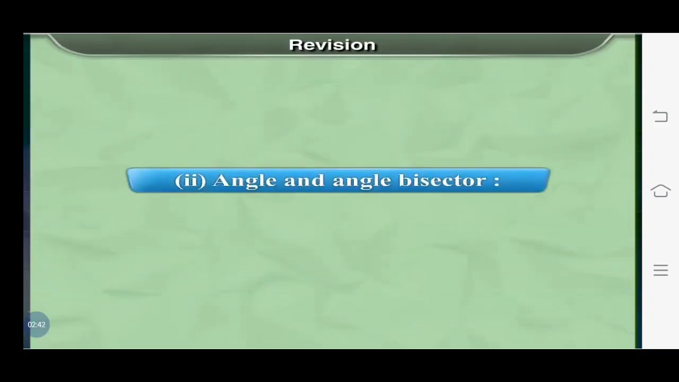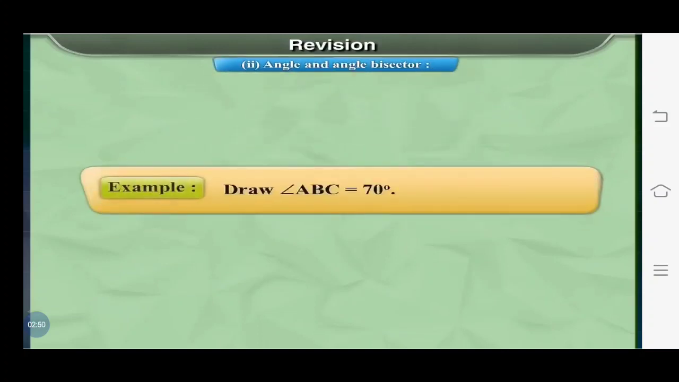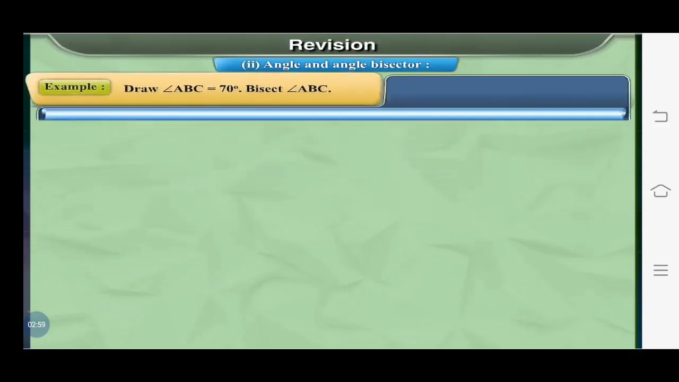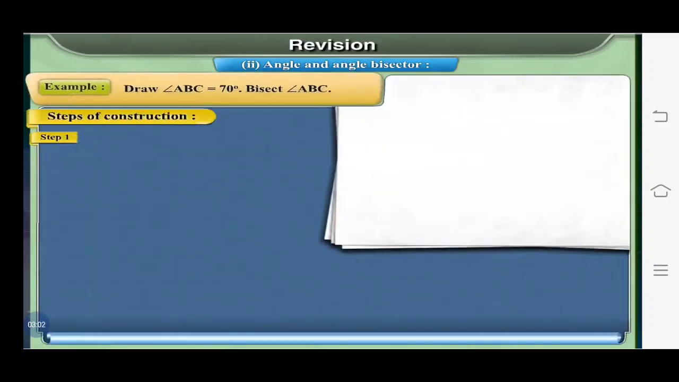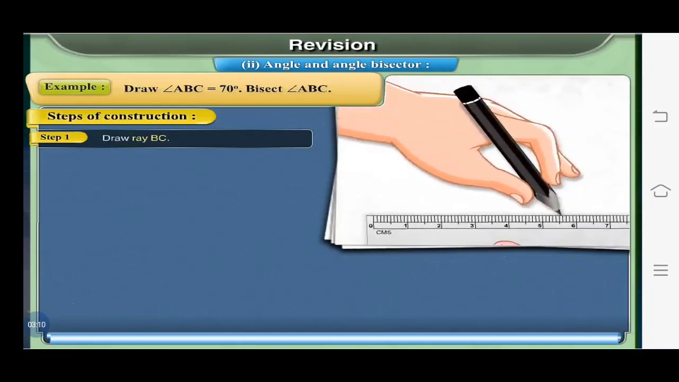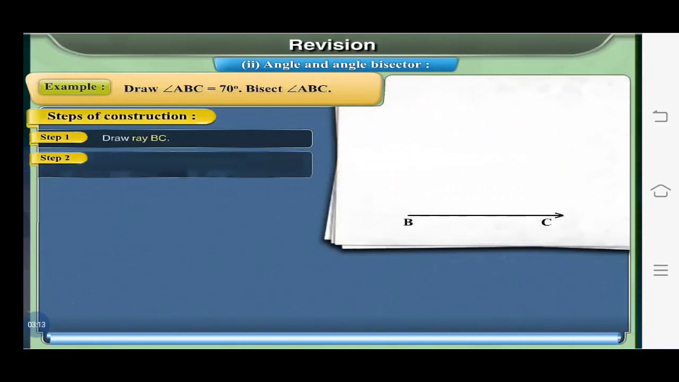Angle and angle bisector. Now, we shall construct an angle and draw its angle bisector. Draw an angle, say angle ABC of measure 70 degree. Bisect angle ABC. Step 1. First, to draw the angle of 70 degree, we shall draw ray BC. Step 2. With the help of a protractor, draw ray BA such that angle ABC is equal to 70 degree.